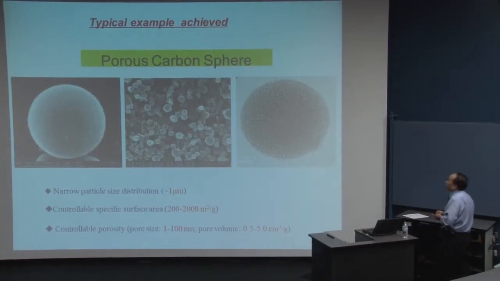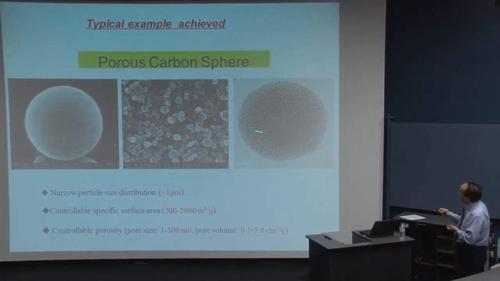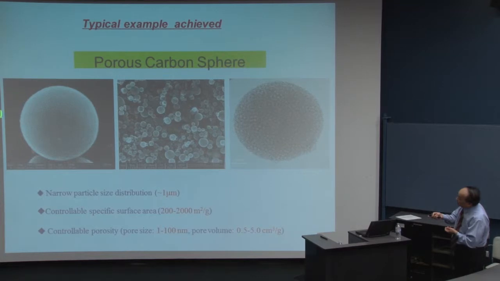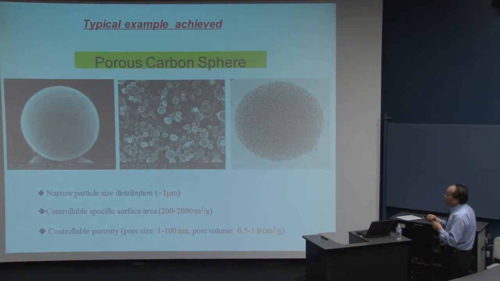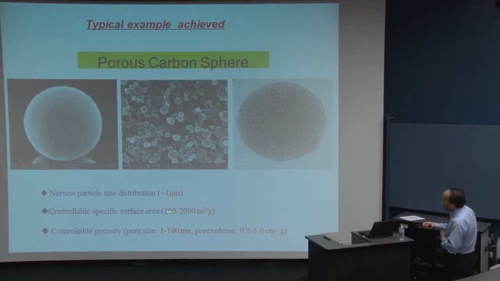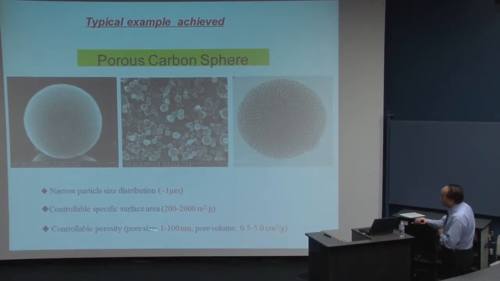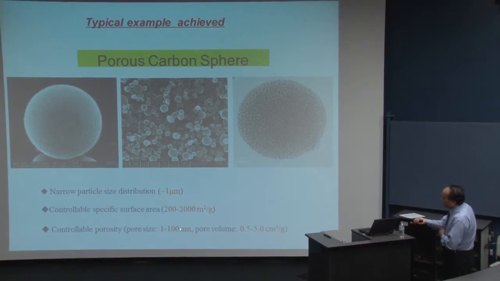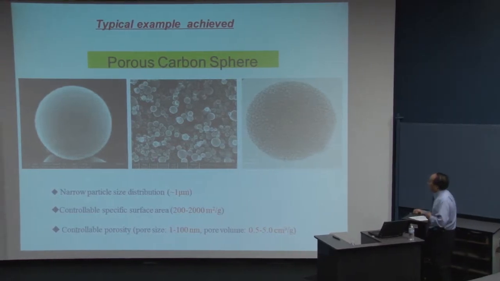And this is an example of the support particle. This is one particle I show you. You see on the surface there are a lot of regular pores. Each pore you can adjust. For example, the specific area can reach 2,000 square meters per gram, the particle size can go from 1 to 100 nanometers, and pore volume can go to 5. This is pretty high.